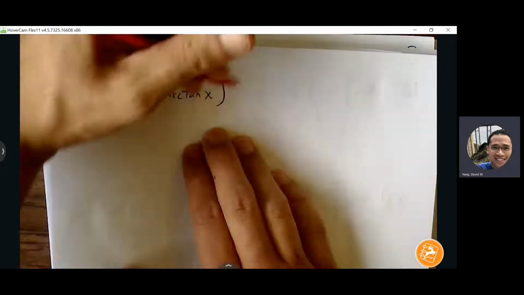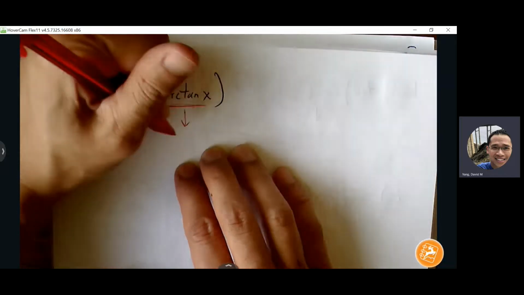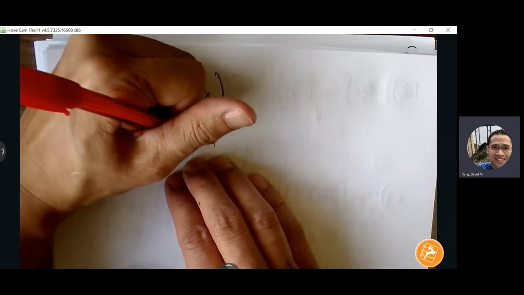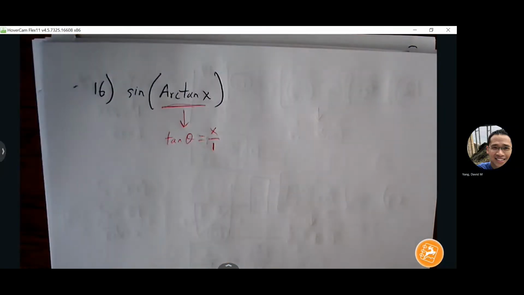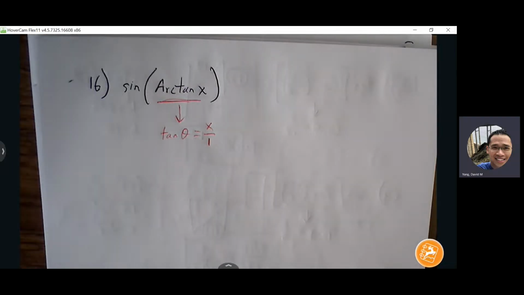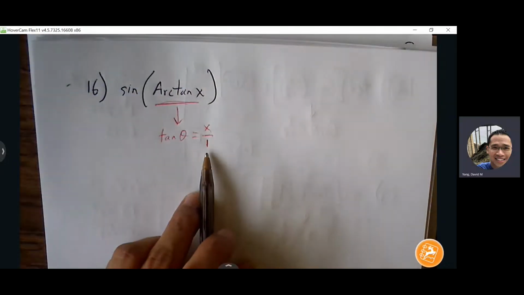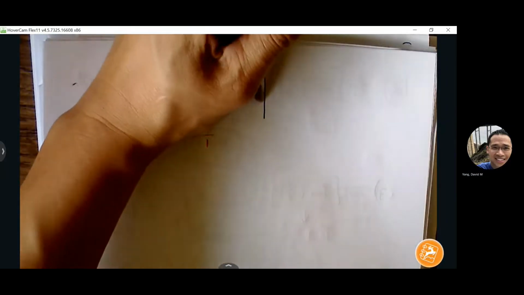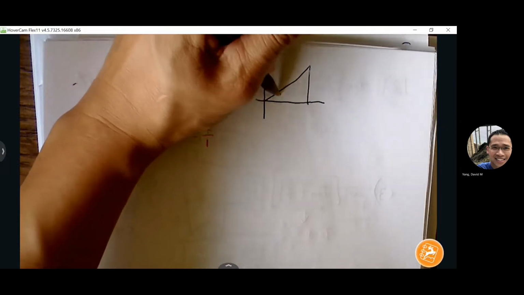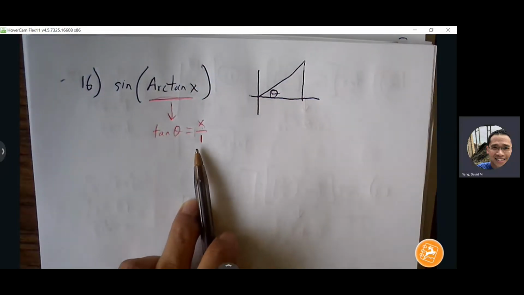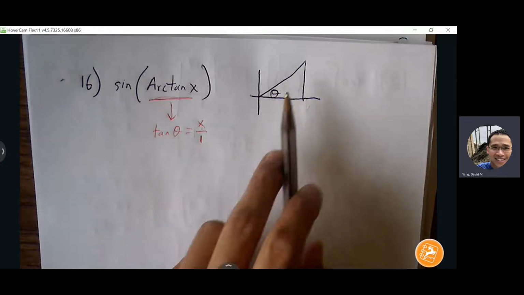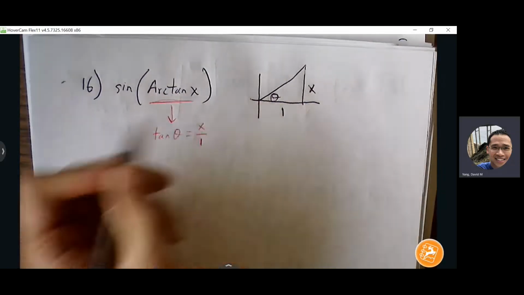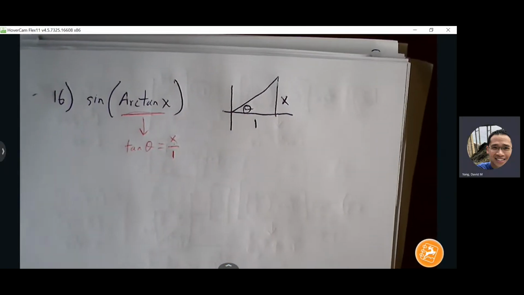Same process. We're going to start in the middle, inside the parentheses. This is saying tangent of theta is equal to x over 1. First quadrant. I put x over 1 so I can see the numerator and denominator. Where does the x go and where does the 1 go? Opposite. It feels kind of strange, right, having an x there.